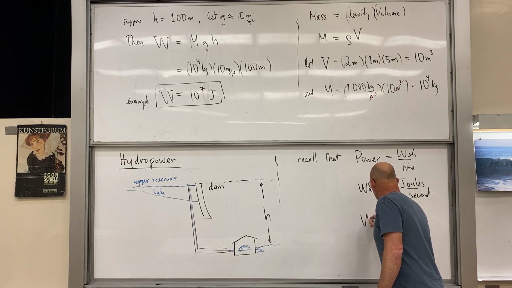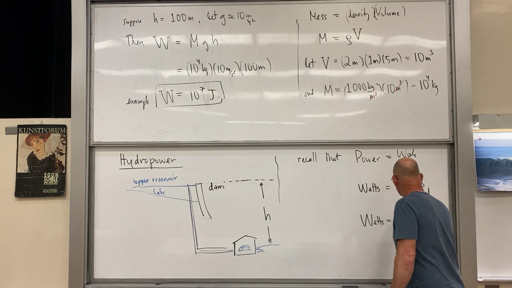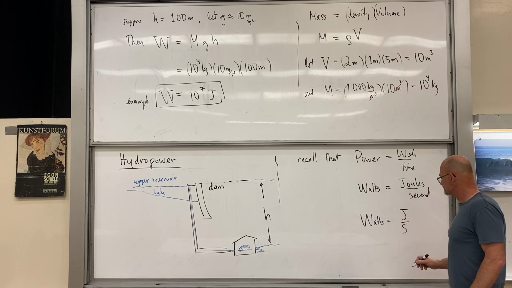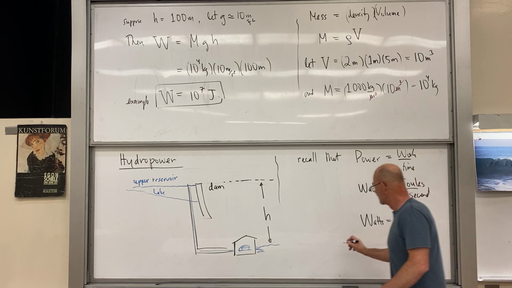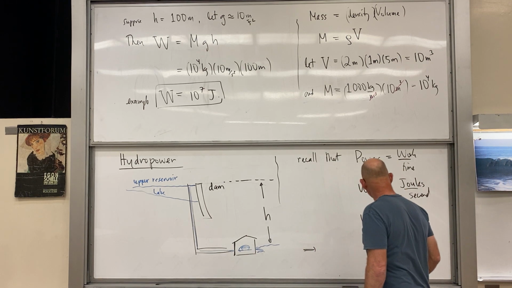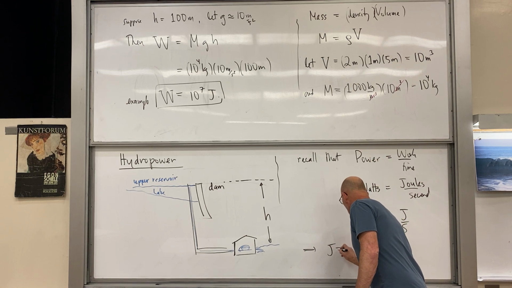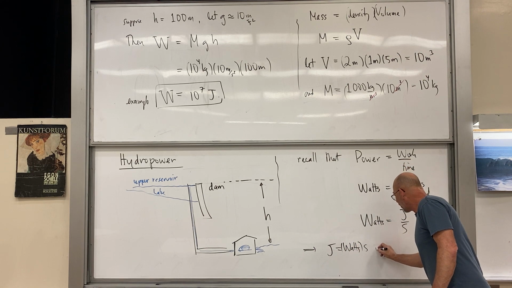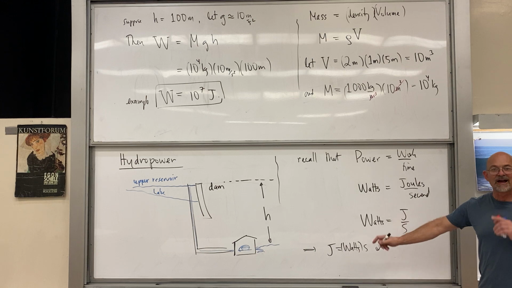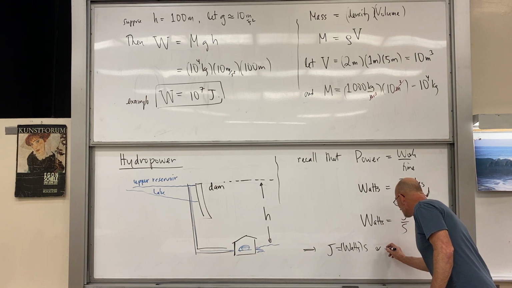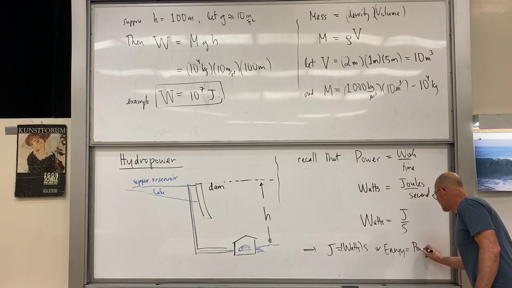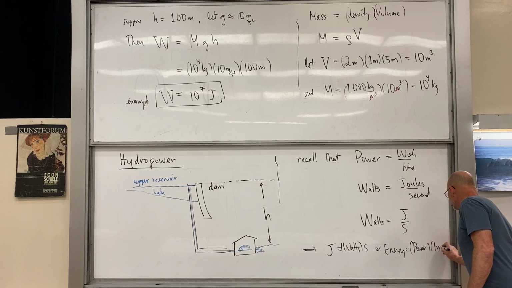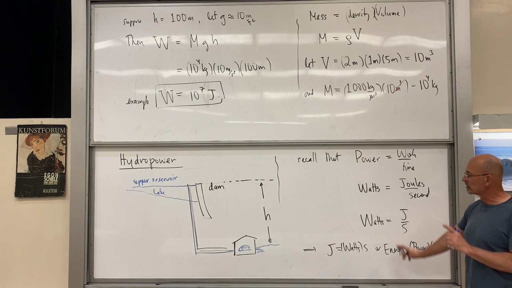So watts equals joules per second. If I multiply my watts times my seconds, I get joules. And the other way to write that is, joules equals watts times seconds, or energy equals power times time. Energy equals power times time. Now it's not about kilowatt hours, and we're just about there.